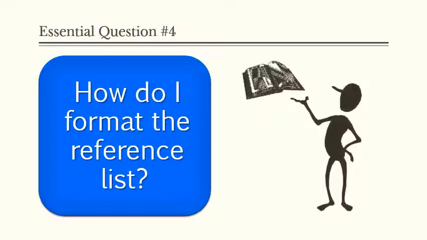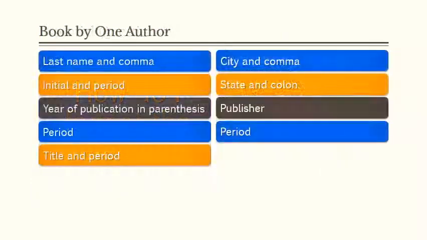Essential question number 4 is, how do I format the reference list? For a book by one author, you start with the author's last name followed by a comma. This is followed by the initial of the author's first name followed by a period. If the author has a middle name, the initial of the middle name is also entered followed by a period. The year of publication comes next and is enclosed in parentheses. A period is placed after the closed parenthesis mark.